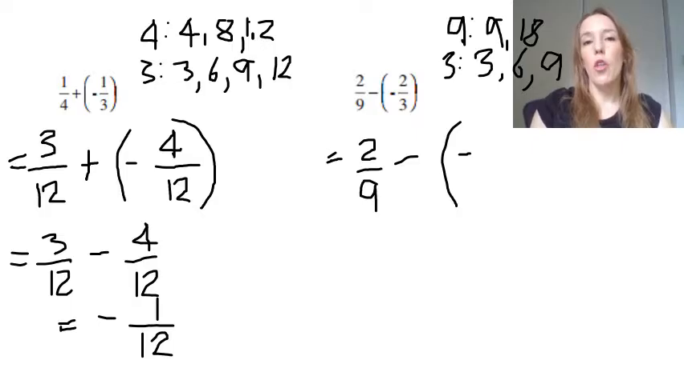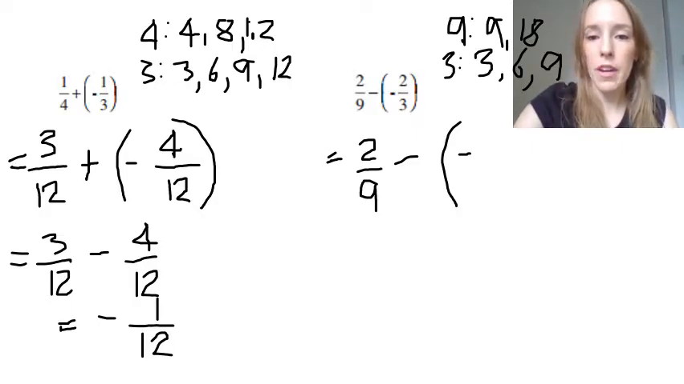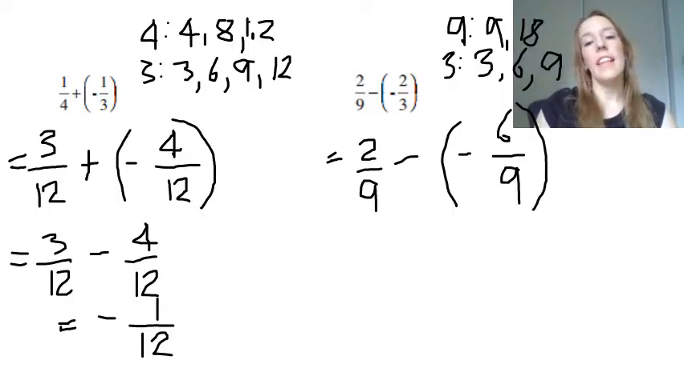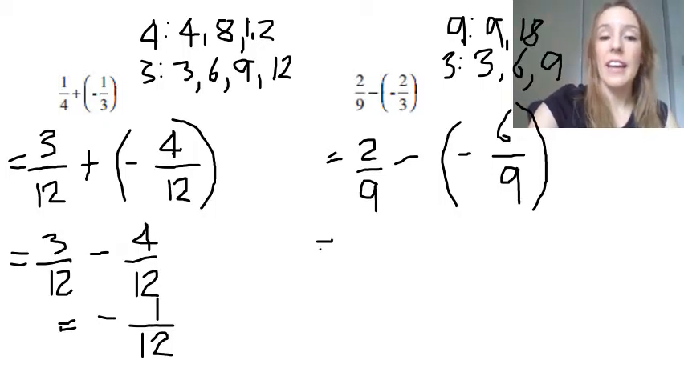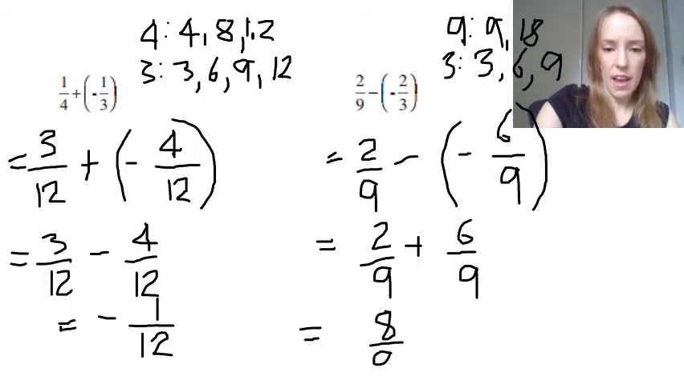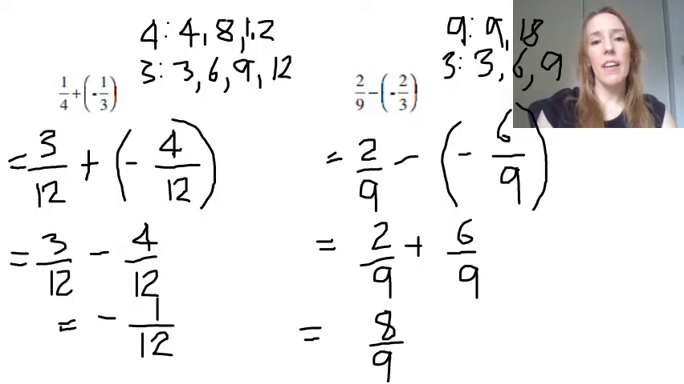To change our thirds into ninths, we have to multiply by 3. So 3 times 3 is 9. And for our numerator, 2 times 3 is 6. So that leaves us with 2/9 take negative 6/9. Remember, when you take a negative, it's the same as adding. So we've got 2/9 plus 6/9. 2 plus 6 is 8. So it leaves us with 8/9. And we can't simplify that any further, so we'll just leave that answer as is.